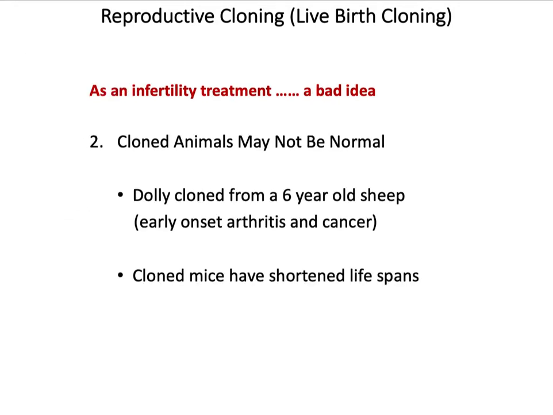There's also some evidence that cloned animals may not be normal. Dolly was cloned from a 6-year-old sheep, and what was interesting is that she died early, and she had early onset of arthritis and cancer. It's almost as if Dolly was older than her actual biological age. That's kind of interesting, and it suggests that cloned animals may not be normal. Also, it has been observed that cloned mice have a shortened lifespan compared to their non-cloned counterparts.